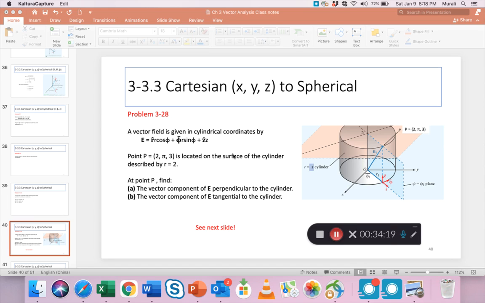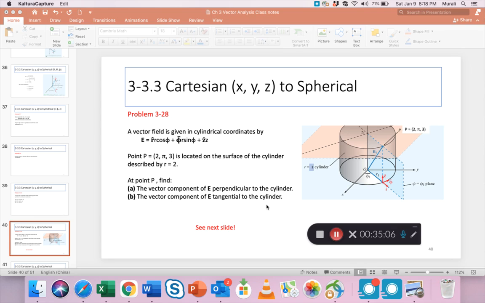If you take r equals 2, which is this first point, you have the cylinder, and the other coordinates of that P, obviously 2 is given, so that's the radius r. The others are pi and 3, so that's given. So at point P, find the vector component of E perpendicular to the cylinder and the vector component of E tangential to the cylinder. So you have this cylinder and we need to find a vector component of E perpendicular to the cylinder and also tangential. So what does all this mean?